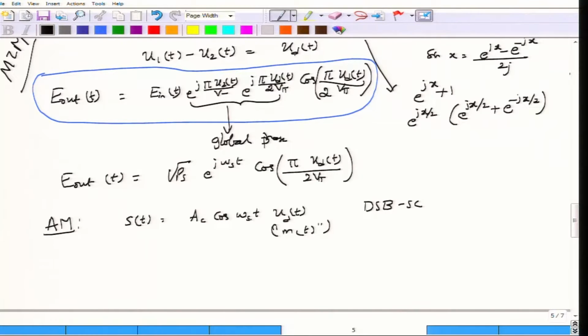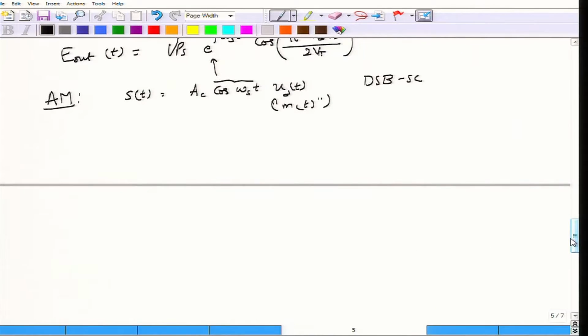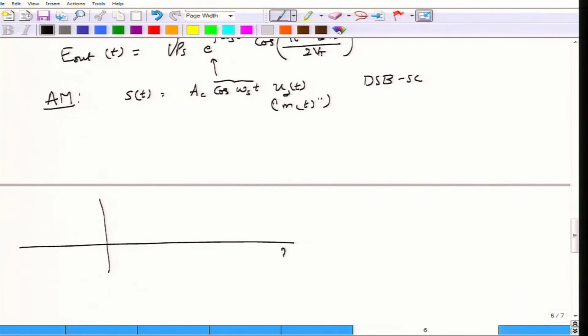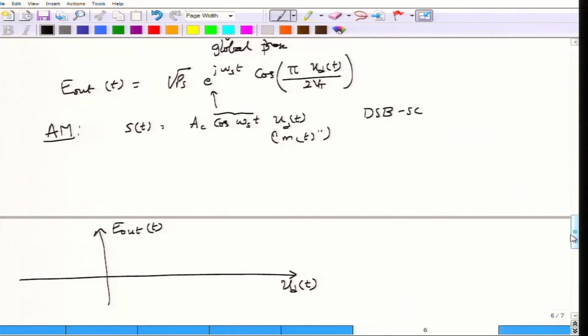I have not yet obtained it. The cos(omega_s t) is not a problem, because I can convert this into e^(j omega_s t), but then I am still left with this cos(pi u_d(t) / 2 V_pi). To really obtain the modulator, we need to understand the relationship between E out and u_d(t) in a slightly more detailed manner. We do that by drawing a graph of the electric field output as a function of u_d(t). What would that relationship look like?